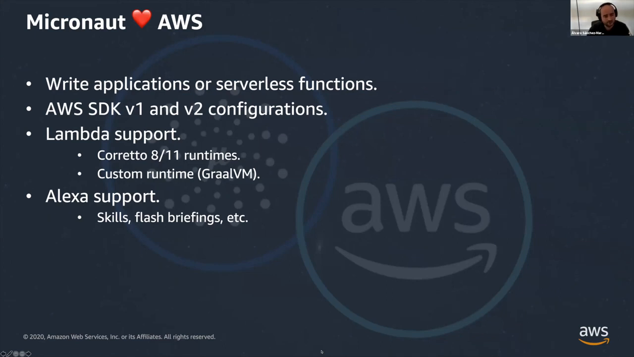There is also support for Alexa to write Alexa skills. You can deploy Alexa skills as Lambda functions as well. There is support for using the SDK v1 and v2. For instance, in the case of the SDK v2, there are pre-configured clients for you to use, like S3, DynamoDB, and a few others, like the most popular ones. And you can easily write your own.